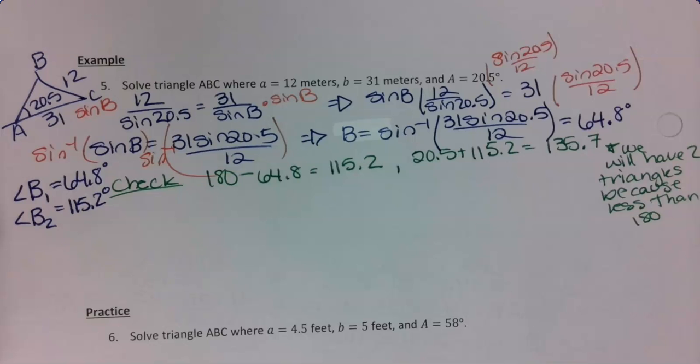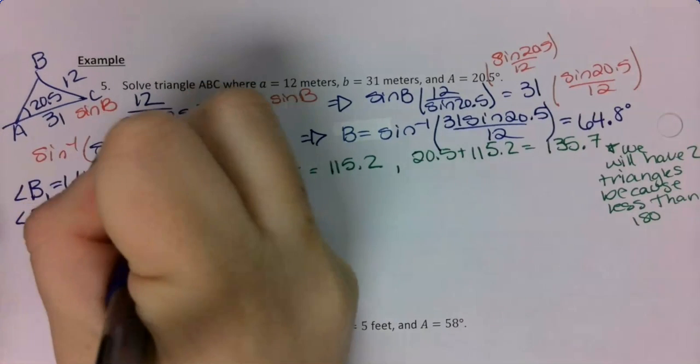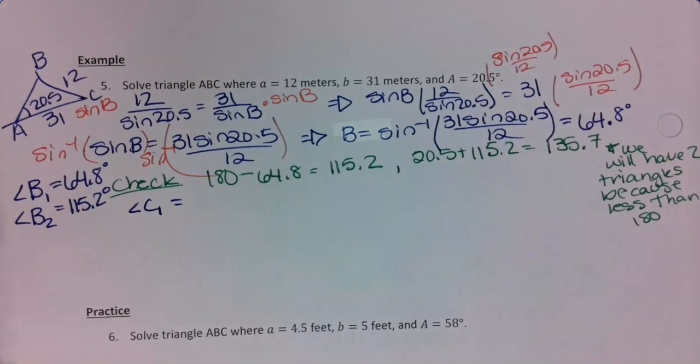Now, what do you want me to find? How do I find my other side? Do I have all my angles? No, I need to go find my angle C's. So, we're going to start off with angle C1. How do I find that?